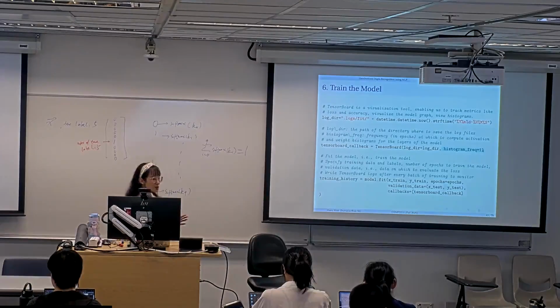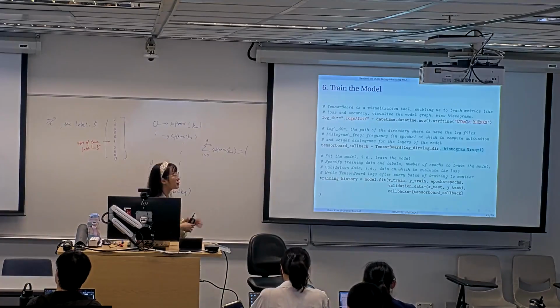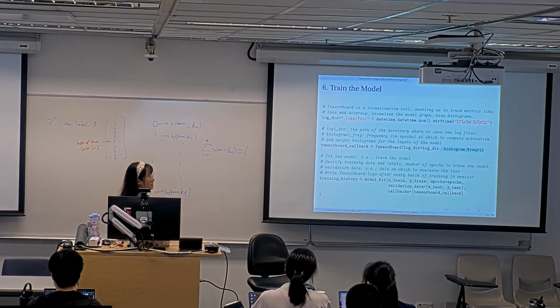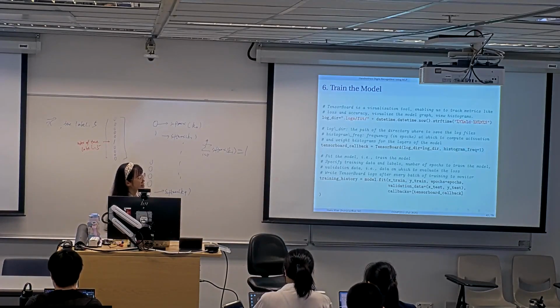Of course, you can also set it to be some larger number if you don't want your TensorBoard to be so noisy, because if every epoch it prints out something, it's sometimes quite noisy. For example, you can set it to be 5 or 10, so that you monitor your training every 5 epochs. And next, train the model.